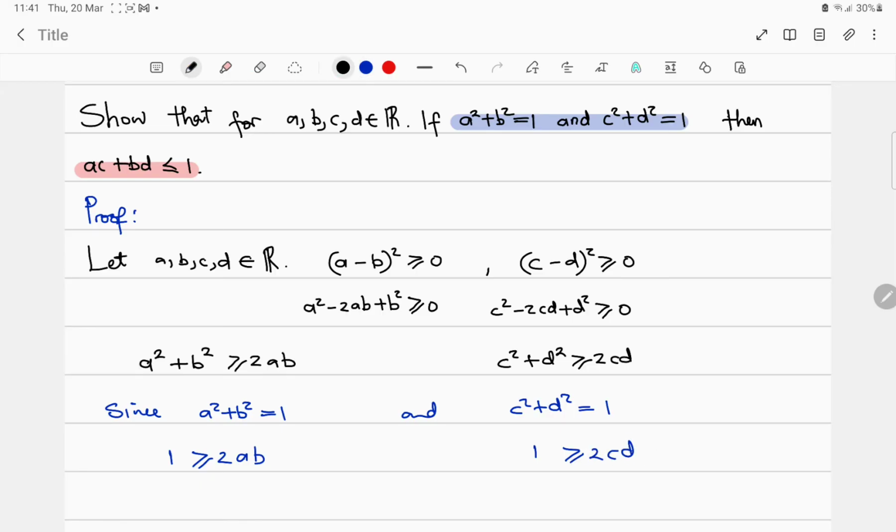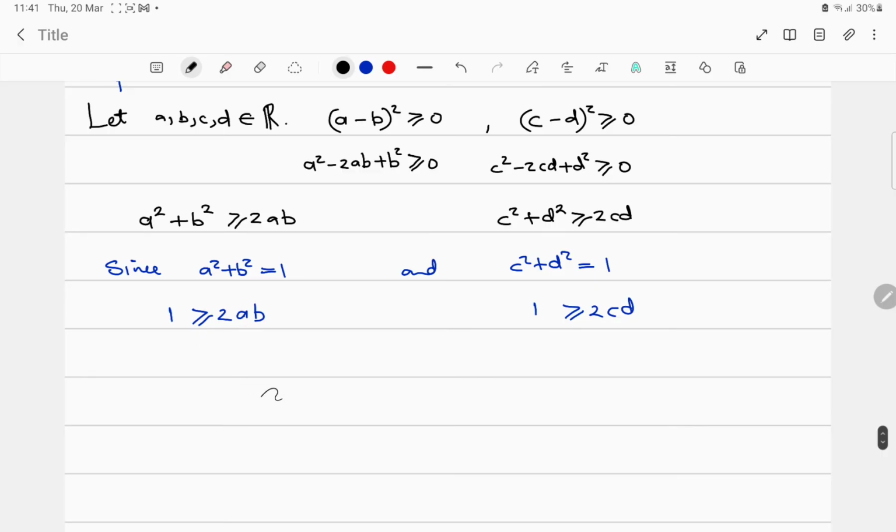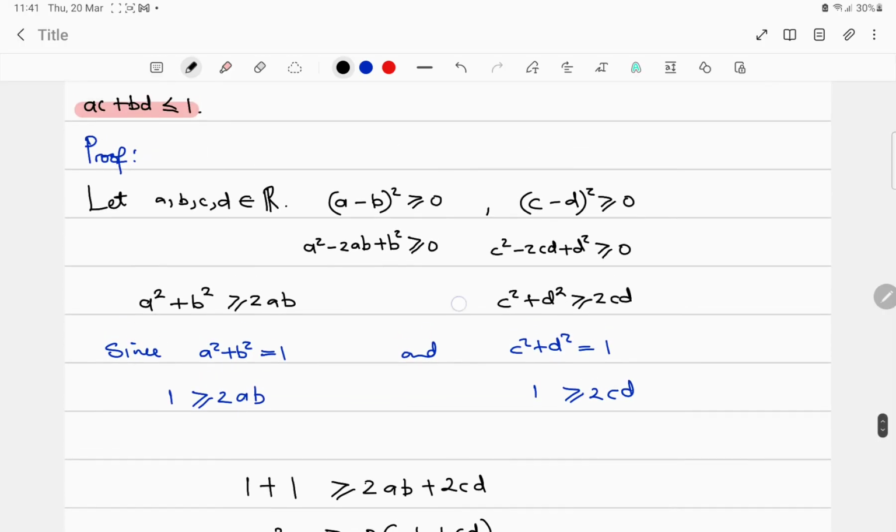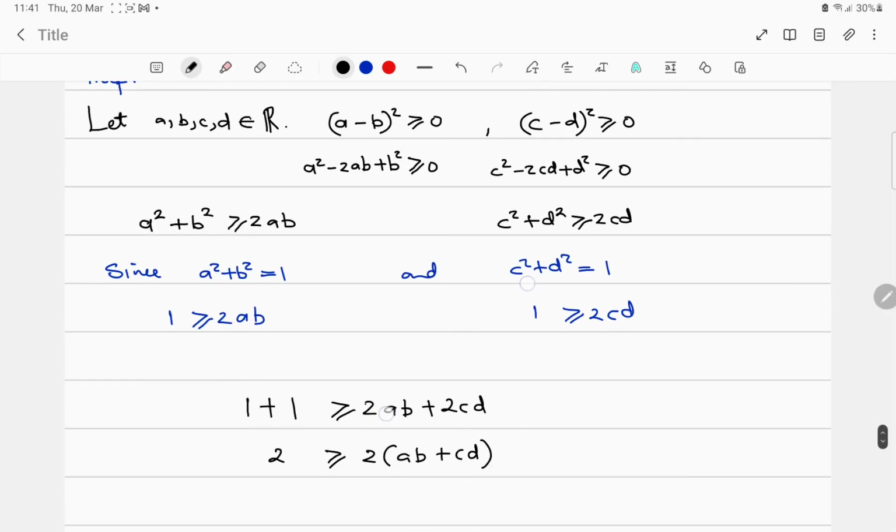Then as a result, you can see that if we add the two, 1 plus 1 is greater than or equal to 2AB plus 2CD. So we get 2 is greater than or equal to 2(AB plus CD).